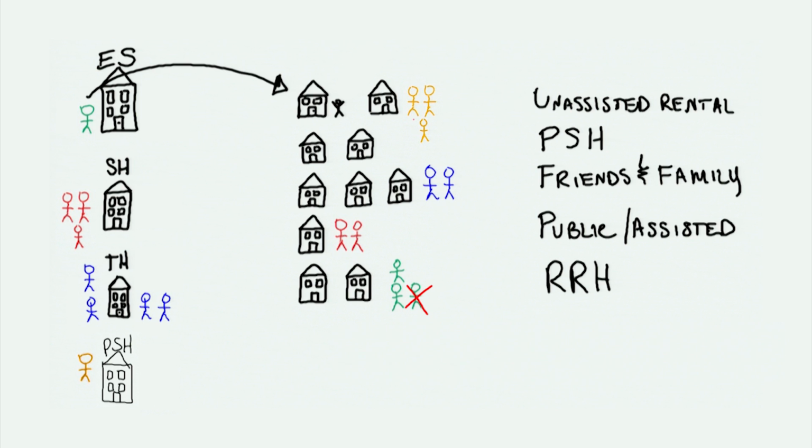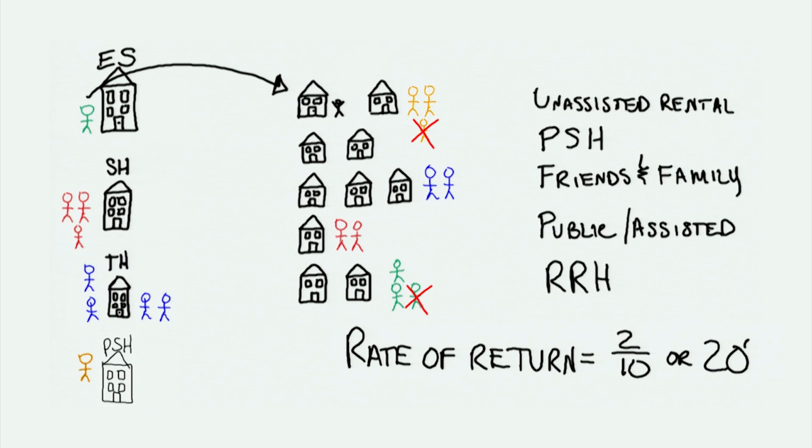Let's say 2 of those people return to a project that helps people who are homeless. Emergency shelter, transitional housing, rapid rehousing, or even permanent supportive housing. If 2 of our 10 have returned to homelessness, that's a 20% return to homelessness rate. So that's the basic concept.